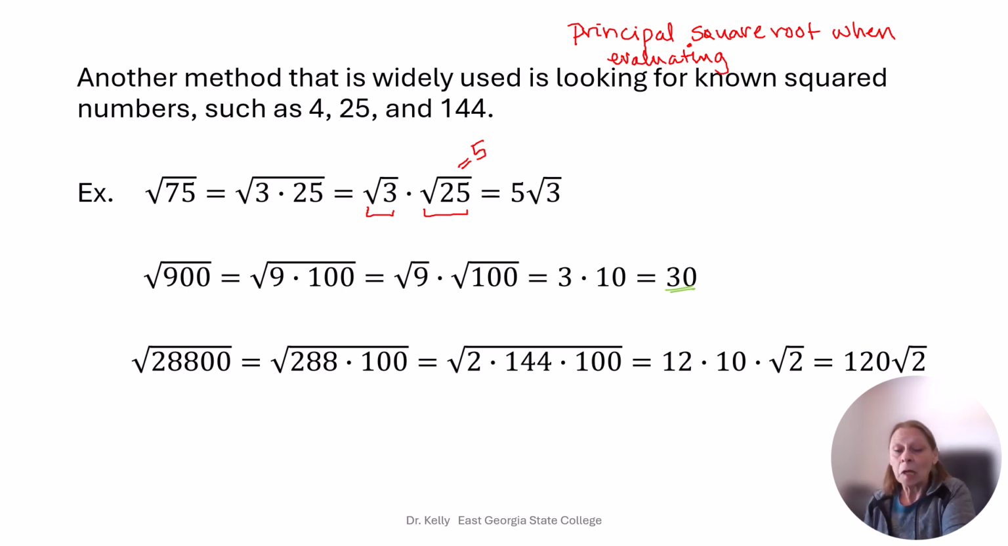This last one here is not a perfect square number, so we're just going to start breaking it down. I see that there are 2 zeros on the end, so I know I'm being multiplied by 100, and I have 288 times 100. 288 looks pretty easy to divide 2 into, and we're blessed with the fact that we get a squared number and a squared number. So the square root of 144 is equal to 12, and the square root of 100 is equal to 10. So we have 12 times 10, and notice that there was nothing to hook up with our square root of 2, so it just remained under the radical.